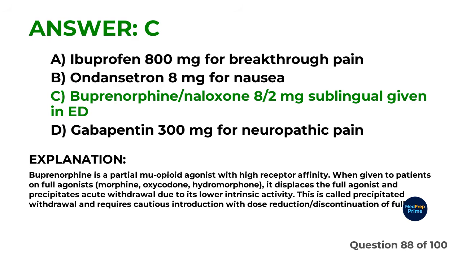Ibuprofen, ondansetron, and gabapentin don't cause withdrawal. This is a critical error in opioid management, requiring recognition and prevention.